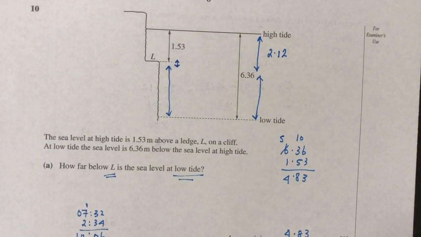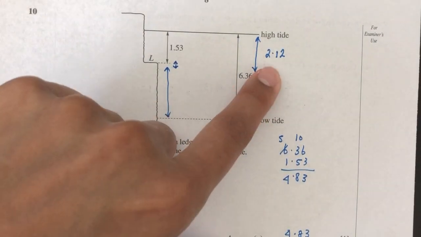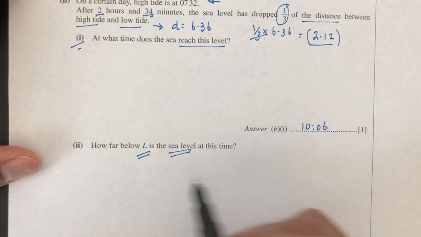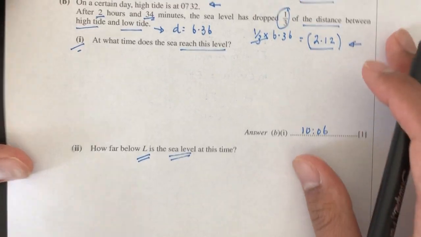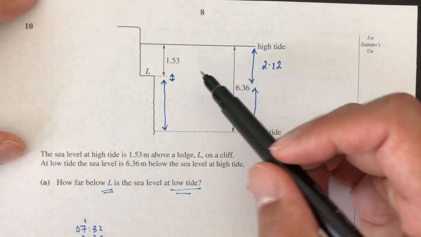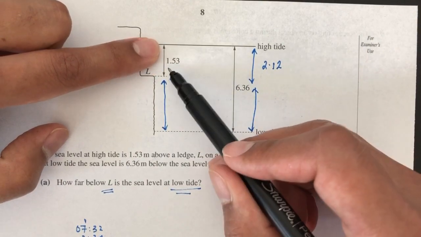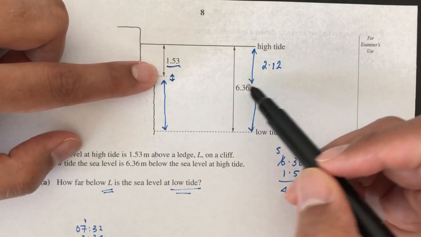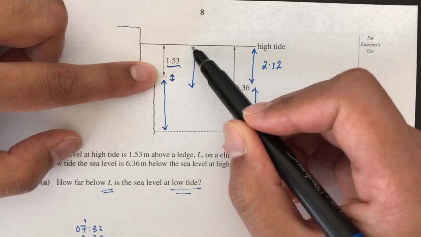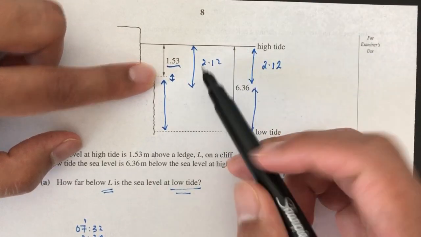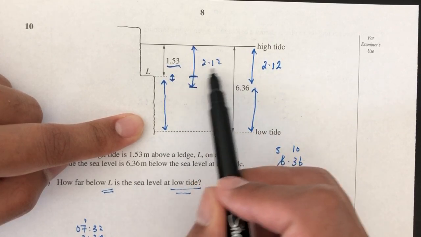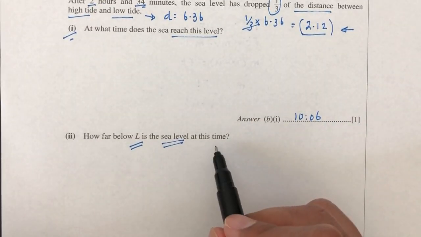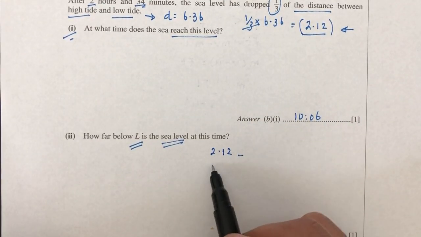So let's do that. It was dropped by 2.12, so 2.12 is by how much it was dropped. Now the distance below L, let's just draw this again. So L is here, from high tide to L will be 1.53. So the distance below L will be this distance, which is 2.12 minus 1.53. So let's do that. 2.12 minus 1.53.